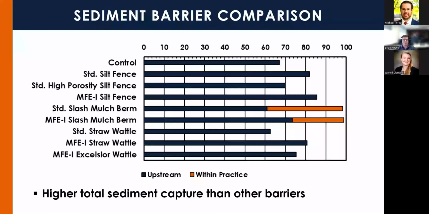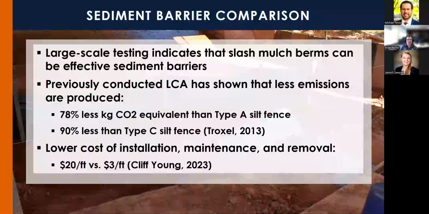Some of the big results that jumped out to us in comparing were our sediment capture. Both our standard and our most feasible and effective slash mulch berm, despite having less upstream sediment capture due to that lack of impoundment formed, had total sediment capture that far outperformed even the most feasible and effective silt fence installation. Now, a literature review: our large-scale testing, which we found through a literature review to be the most effective way of evaluating sediment barriers, indicates that slash mulch berms can be effective sediment barriers, especially compared to other installations.